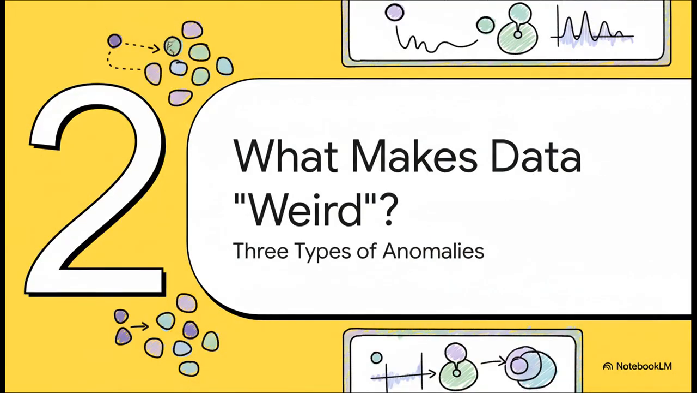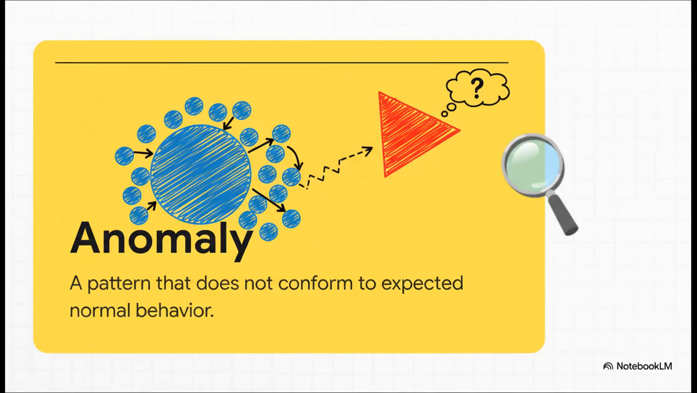So, what does it actually mean for data to be weird, or anomalous? Well, it turns out it's not quite as simple as just being different. In fact, data scientists have found it's really helpful to break weird down into 3 distinct types. The official definition sounds pretty straightforward, right? An anomaly is just a pattern that doesn't conform to what we expect as normal. But, and this is a big but, what that really looks like in practice? Well, that's where things get fascinatingly complex.